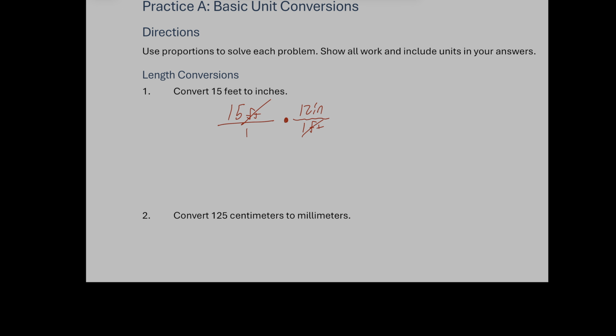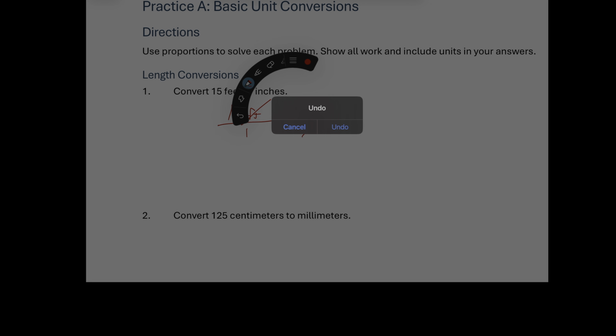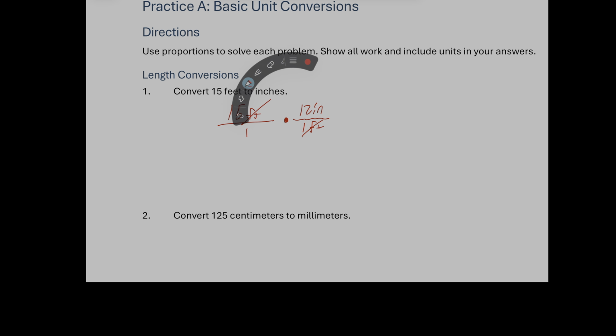Once the feet cross out, you're going to be left with inches as your answer. All you have to do is go 15 times 12. I brought my calculator out here. 15 times 12 equals 180. So the answer is 180 inches.